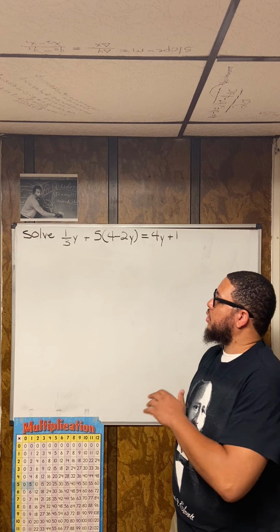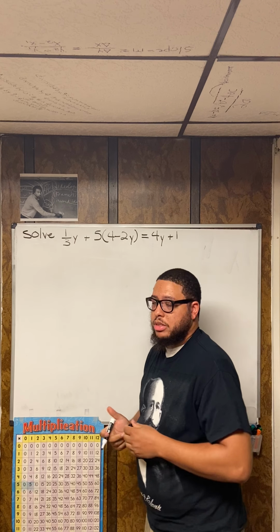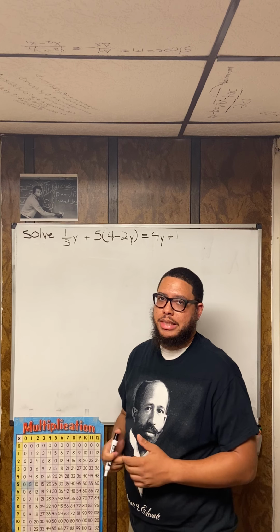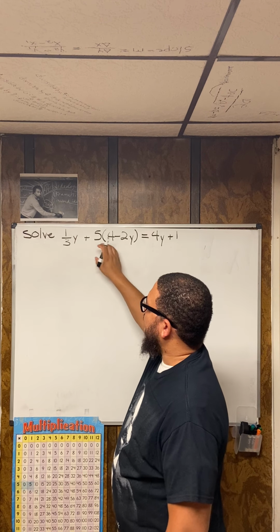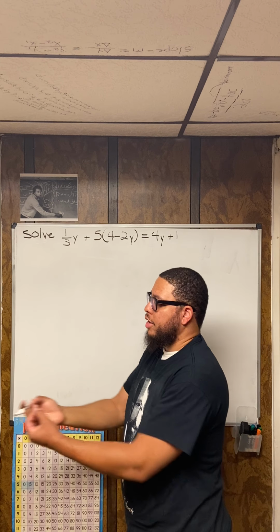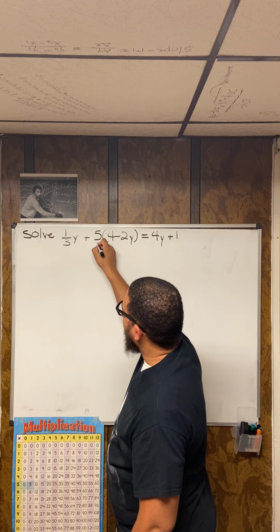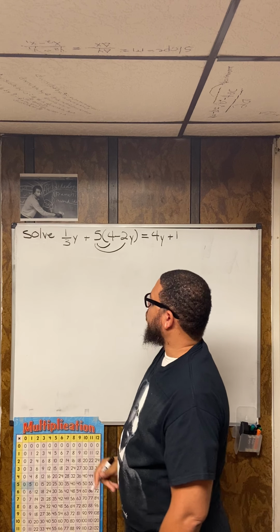So I need to know what to do, and then how to do it. The first thing I want to do is get rid of these parentheses. The way I do it is by using something we call the distributive property. The distributive property means that I multiply the number outside of the parentheses by everything inside the parentheses. So I distribute this 5 to everything inside. I give it to the 4 and also to the negative 2y.